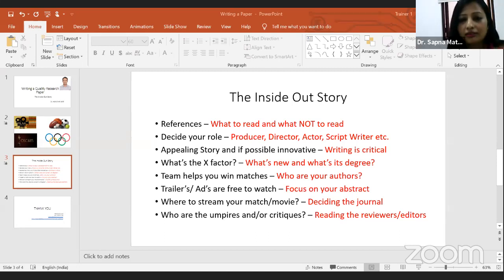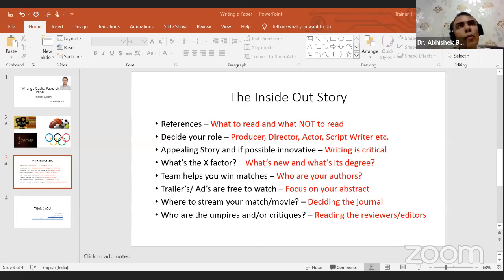Thanks a lot. Another question, it says, what is the difference between abstract and introduction? And one more thing, preface and summary of report in a thesis. Okay. So abstract and introduction. Abstract is something which you write, which is basically like an overview. As I was mentioning, abstracts are synonymous to trailers.